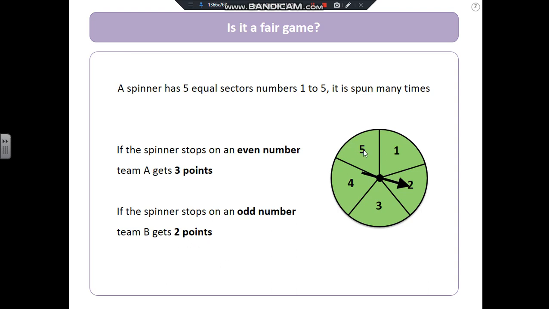Okay, so if we add that up, there's 2 points for 5, 2 points for 1, 2 points for 3. They've also got an opportunity of getting 6 points. So actually it is a fair game. So although team A only have 2 possible numbers, team B have 3 possible numbers, it's evened out by the number of points that are scored each time. So that was an interesting one to think about.